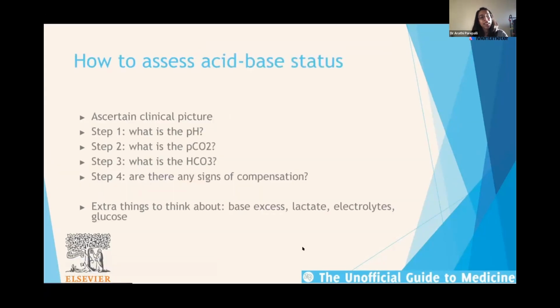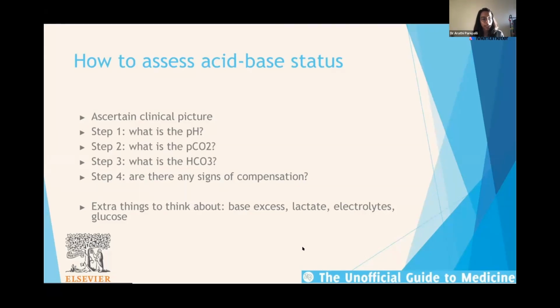So these are the things that I do to just do a quick assessment of acid-base status. First I think about the clinical picture. Are they on oxygen? Are they deteriorating? What's going on with them at the minute? Then I go on to step 1.